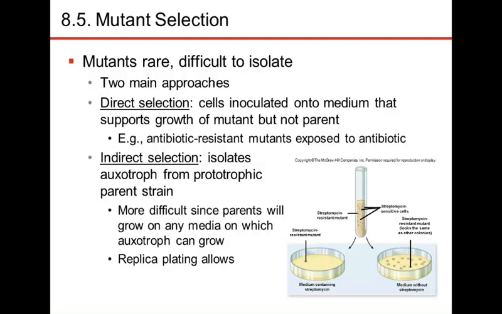So we're right here just about to wrap up Chapter 8. We're talking about different ways to select mutants if you wanted to do that. And we talked last time about direct selection. Remember what direct selection is and how you can do that? When can you use direct selection?